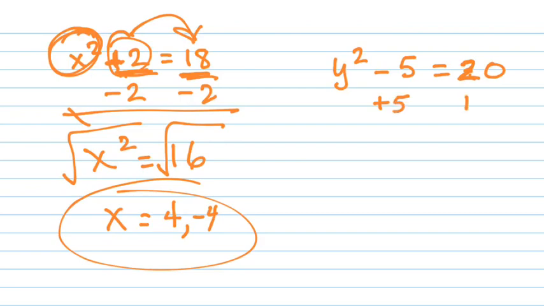Why am I going to add 5 this time? So you get rid of the minus. Yes, because you want the opposite, so they'll eliminate each other. So that gives me y squared equals 25. How do you get 25? You add 20 and 5.